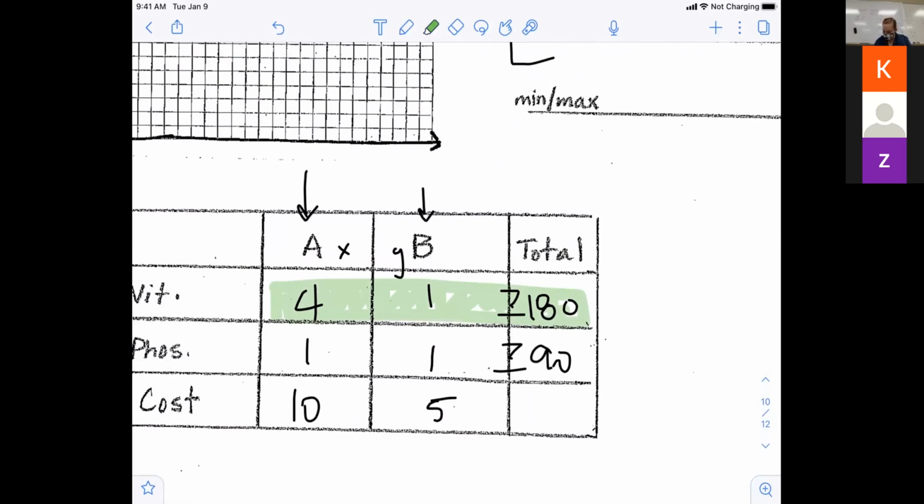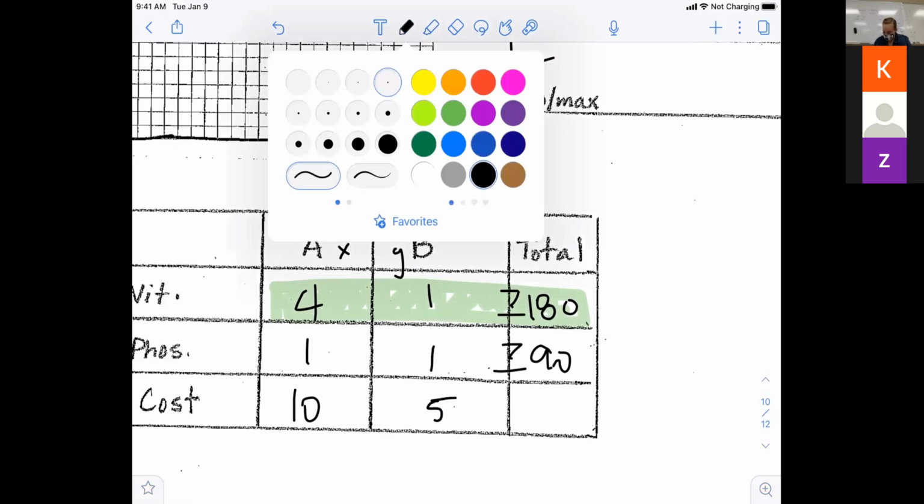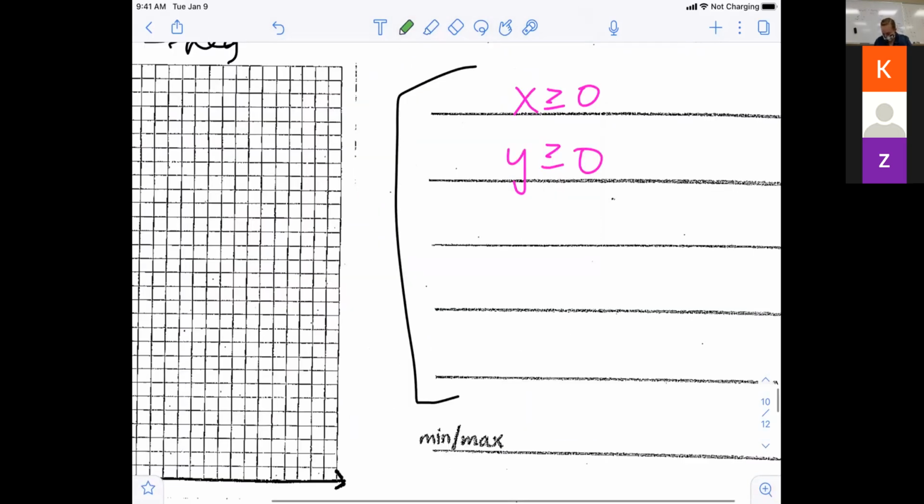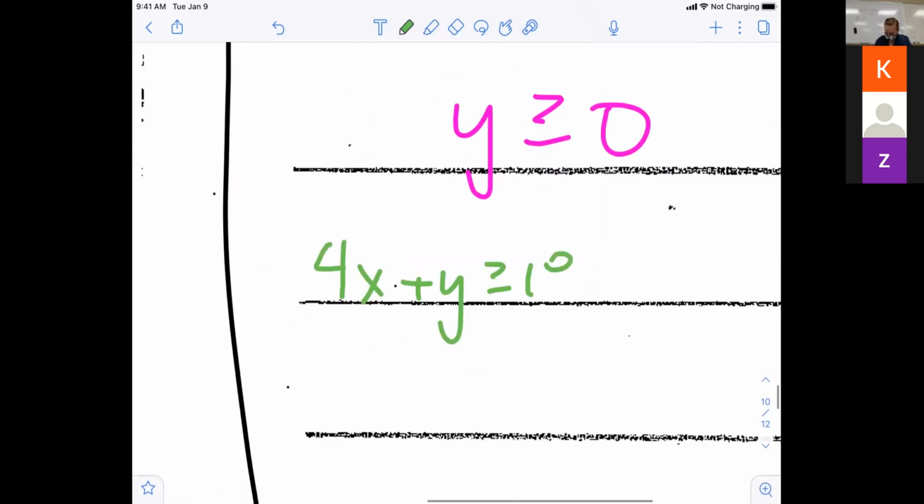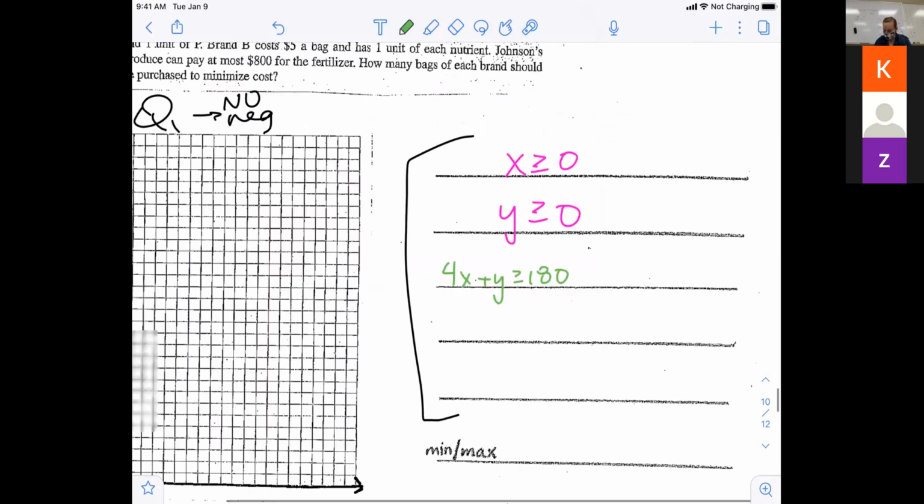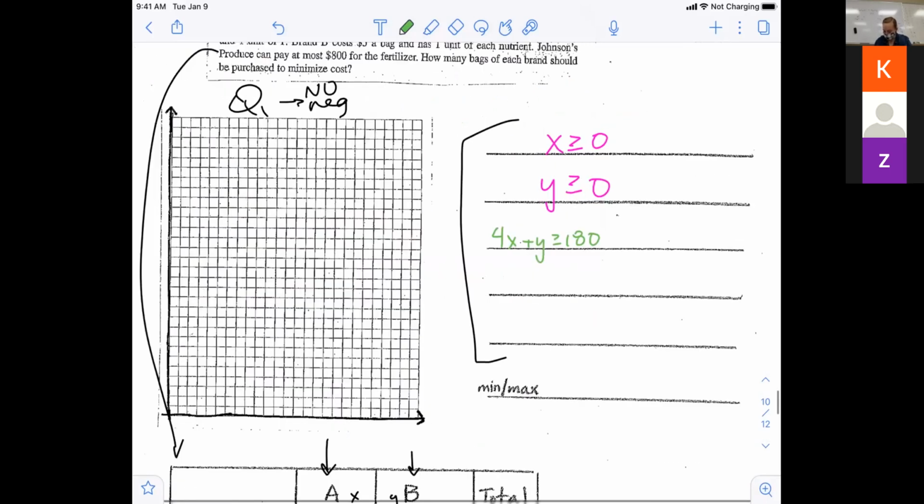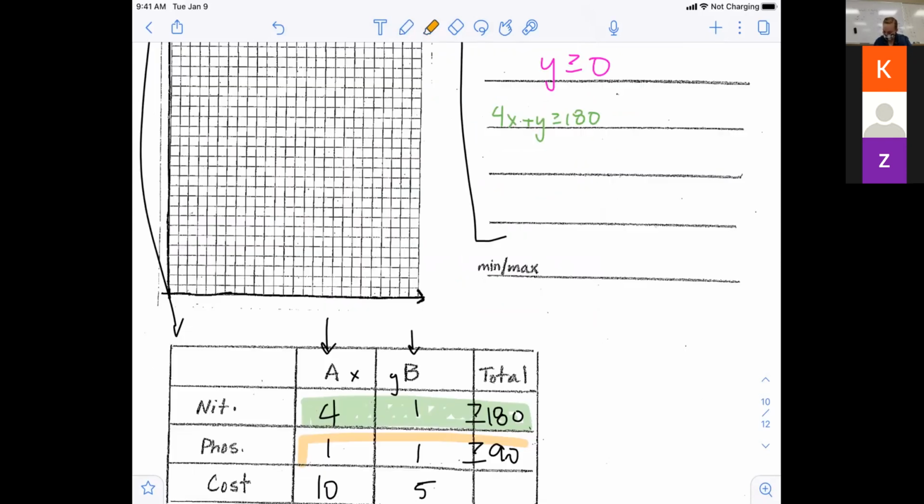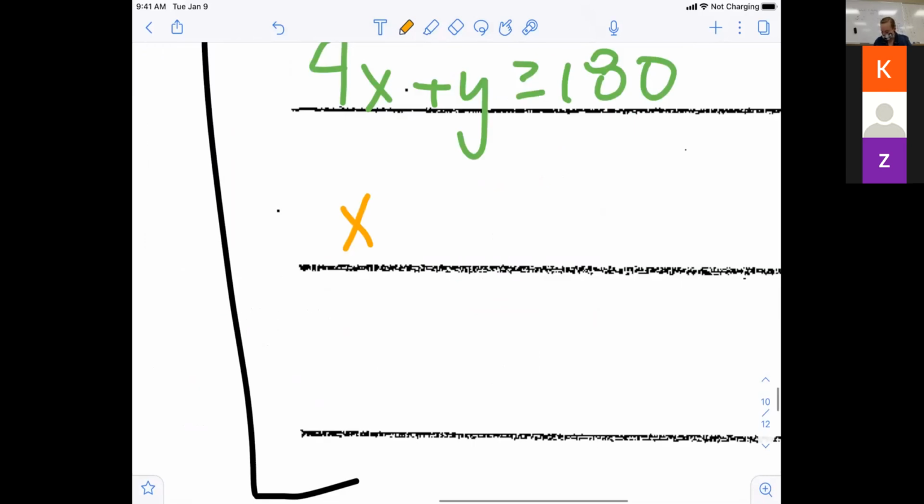I'm going to color coordinate, so I'm going to write that in green. 4x plus y is greater than or equal to 180. The next one is going to be my phosphorus one, so it's going to be 1x plus 1y is greater than or equal to 90. We'll do that in orange. x plus y is greater than or equal to 90.